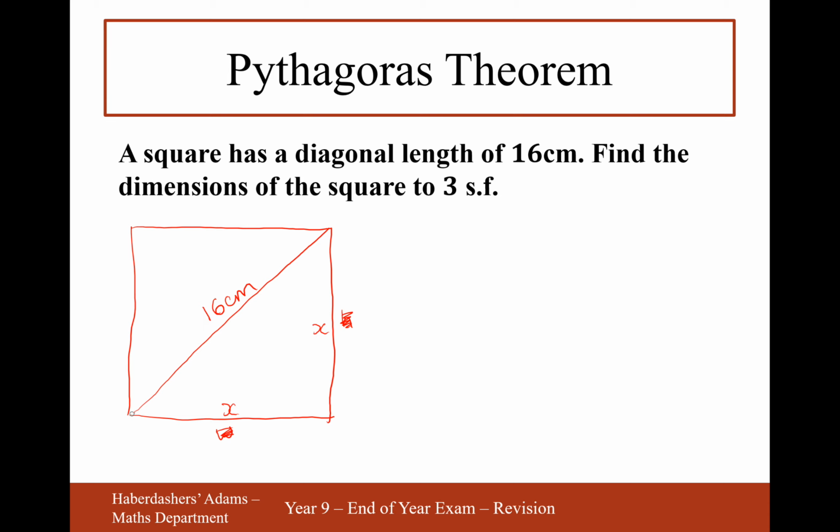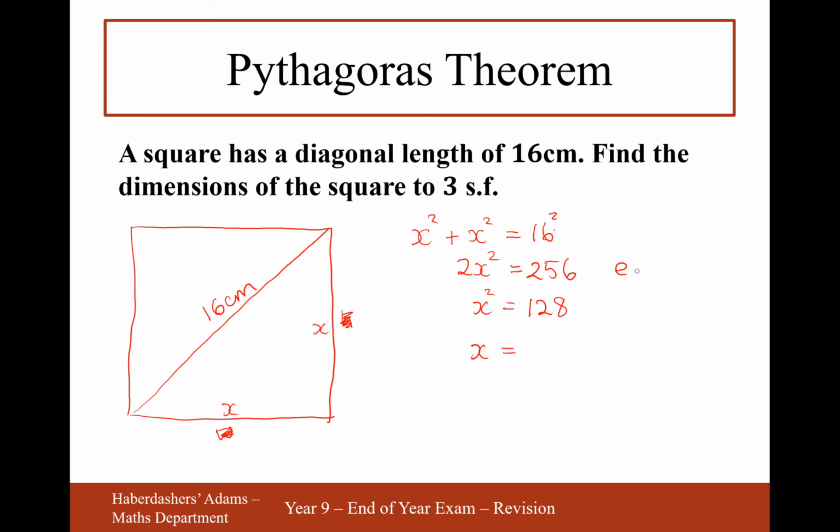Now what I know is that when I square this side, add this side, I get 16 squared. So that's what I'm going to do. I'm going to do x squared plus x squared equals 16 squared. 16 squared, I believe, is 196. No, 256 rather. 256. On the left-hand side, I've got 2x squared. So I'll half both sides now to get rid of that 2 at the front. 256, half of it is 128. And then I can work out what x is just by square rooting.